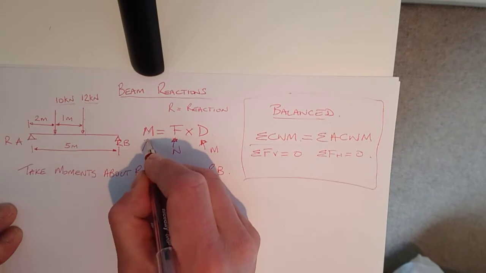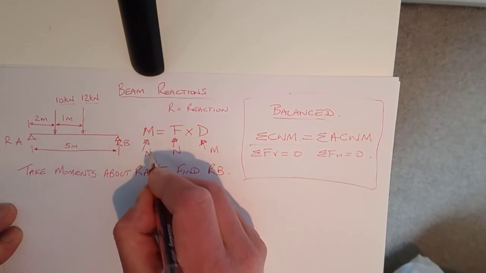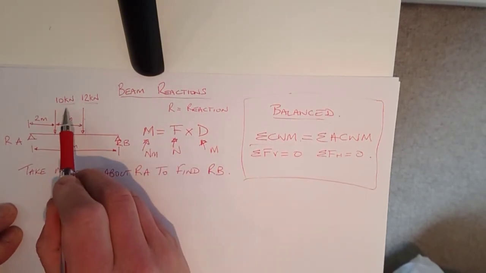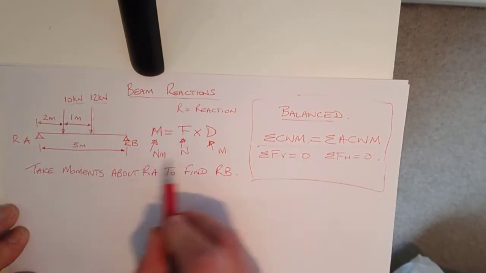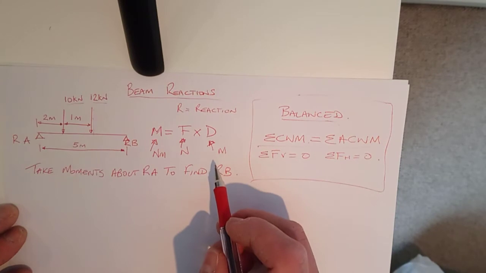So a moment is measured in Newton meters, or in this case kilonewton meters, because we're in kilonewtons a wee bit here. So that's what a moment is. All we're doing is force times distance.